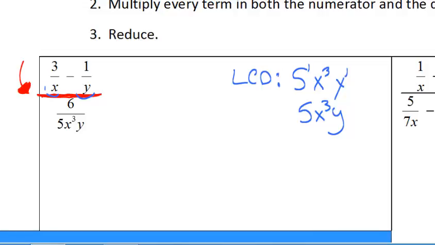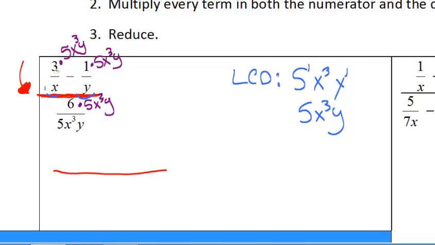Step 2 says multiply every single term in both the numerator and the denominator by the LCD. The reason I'm allowed to do that is because of that red fraction bar. So I'm going to write it on every single fraction. 5x cubed y. I'm multiplying it to every single term in both the numerator and the denominator. I'm allowed to do that again because of the red bar, and now I go back and reduce each fraction, and in one step it's going to make it into one fraction instead of fractions over fractions.